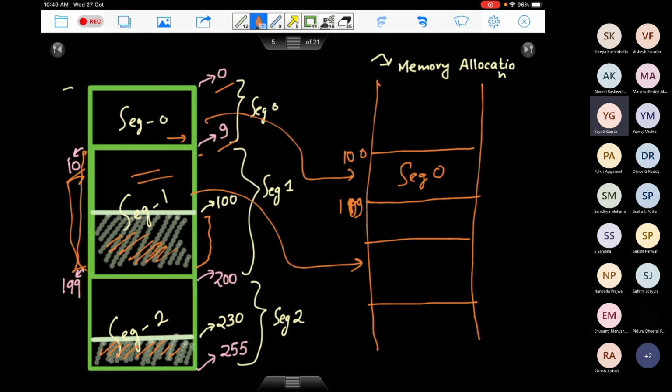Now what will happen whenever a segment wants to grow? Let's say segment 1 now wants some more space. Assume that segment 1 was loaded here. If it wants some more space, we can give it here in the memory, in case this memory is free, which is below segment 1. Next question is, how do we keep track of all these things which is happening?